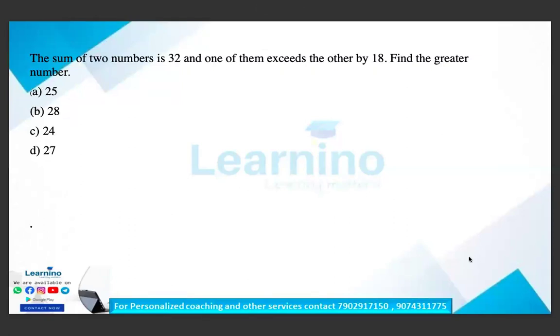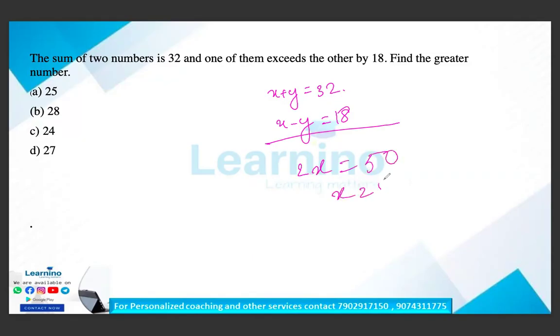The sum of two numbers is 32 and one of them exceeds the other by 18. So x plus y equal to 32 and x minus y equal to 18. Solving these equations, 2x equal to 50, x equal to 25. Putting the value of x in this, y equal to 7. So the greater number is 25.